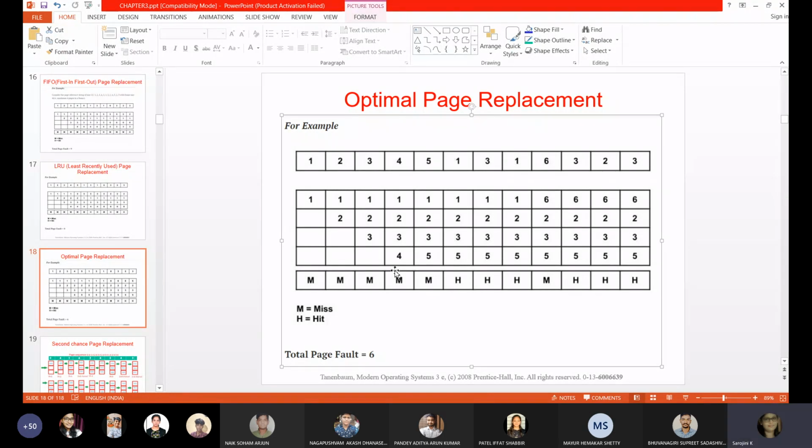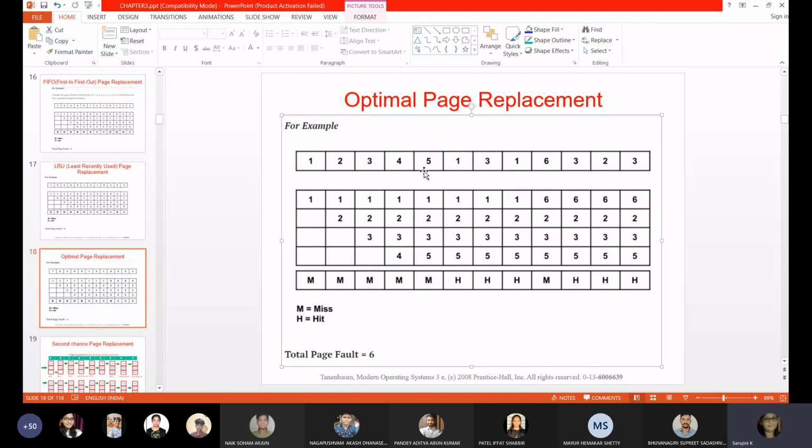When page number 5 comes, these are the pages. This was the status of the main memory, no? So 1, 2, 3, 4 were there when page number 5 comes. So among these pages, which page will be removed?